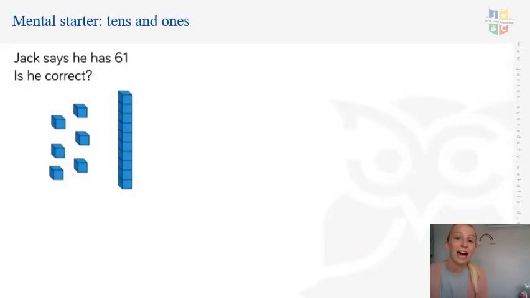Okay, so let's have a look at our word problem of the day together. So Jack says he has 61. Is he correct? Okay, so the first thing we're going to do is to count in tens and ones and see what mistake Jack has made. Now I can see straight away that there is 1 ten and 1, 2, 3, 4, 5, 6 ones. So I'm going to count in tens and ones. So 10, 11, 12, 13, 14, 15, 16.